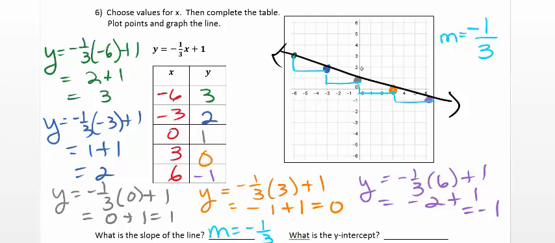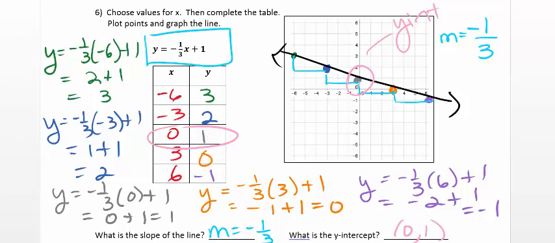Our y-intercept, again, is always where it crosses the y-axis. X is always 0 there, and our value for y is 1. So we have the point 0, 1 right here, and we can see it also in the table. And we can find those values right here in the equation as well. The 1/3 here is my slope, and this 1 right here is my y-intercept, is called my b.